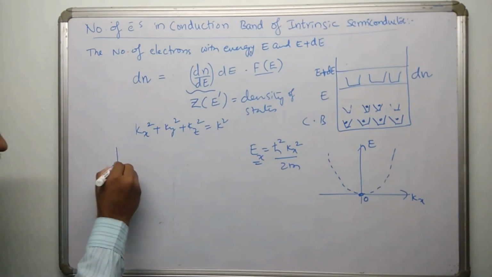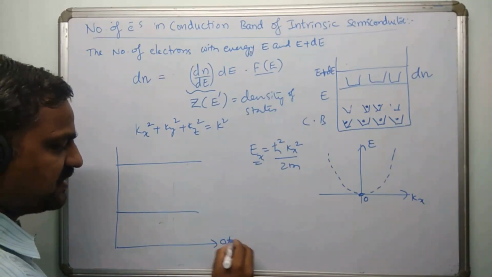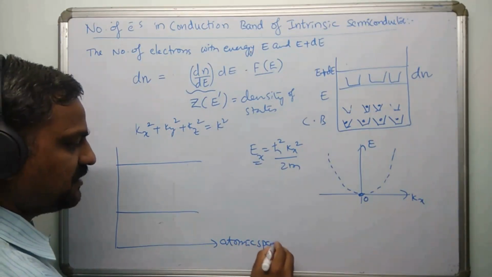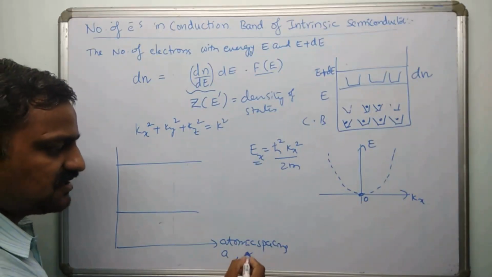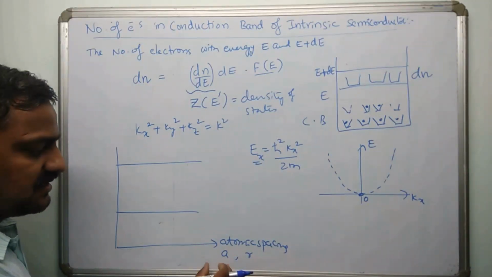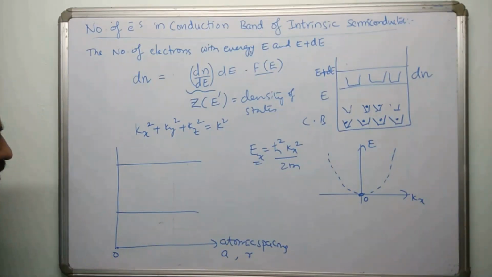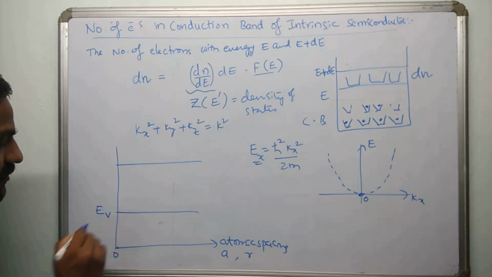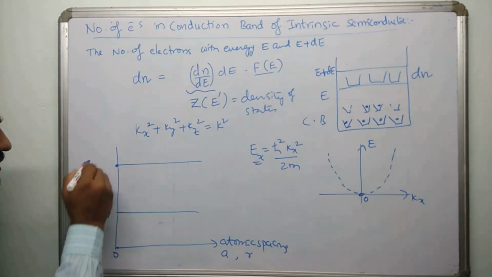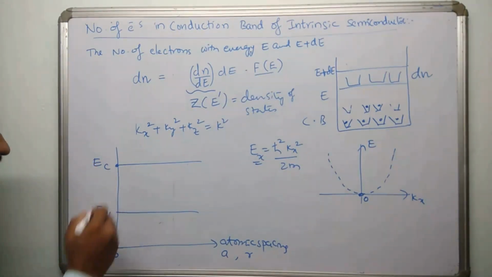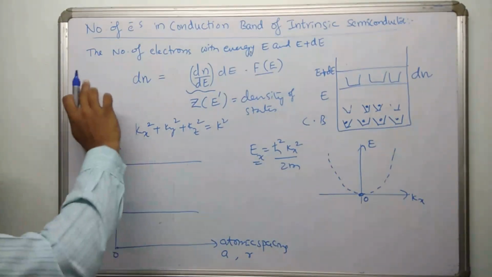If you recall the energy band diagram, this is the real atomic spacing. Atomic spacing means in some textbooks you may find A or R. If you are talking in 3 dimensions, you call it vector R, and if you are talking in 1 dimension, you take the atomic spacing as A, right? So here it is 0. So the energy of the topmost level of a valence band is EV, which is what you call the valence band edge, and the energy of the lowest electron inside the conduction band is what you call the conduction band edge EC, right? Energy keeps on increasing like this.